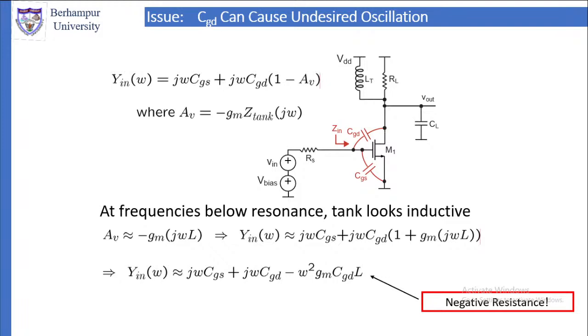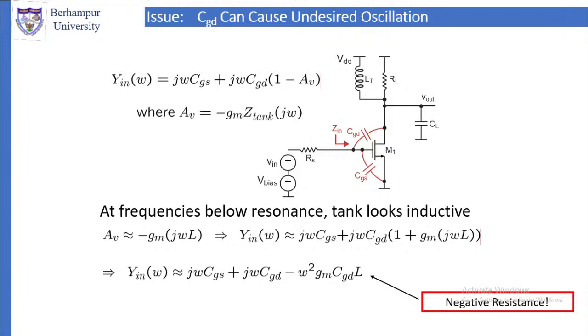Look at the circuit of the narrowband amplifier. We are looking at the narrowband amplifier circuit, the circuit we have discussed earlier. Only thing is, here we are looking at the gate to drain capacitance and the gate to source capacitance. These two are there. And we are looking at the input impedance from the input side.